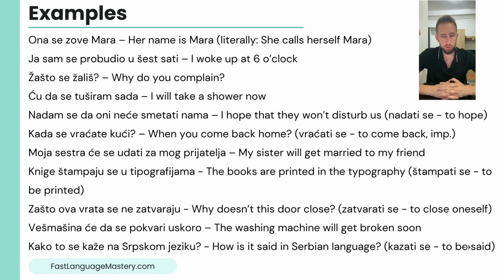Zašto se žaleš? Why do you complain? Or why are you complaining? Žaliti se means to complain. Ću da se tuširam sada. I will take a shower now. Or literally, I will shower myself now. Nadam se da oni neće smetati nama. I hope that they won't disturb us.